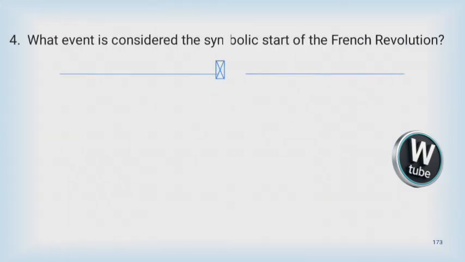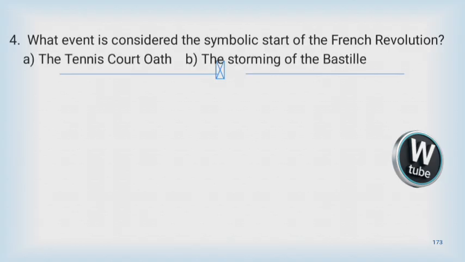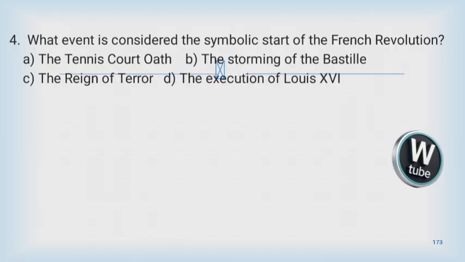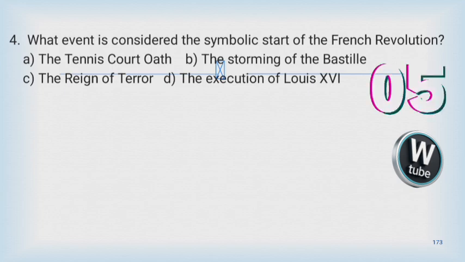Question number 4. What event is considered the symbolic start of the French Revolution? A. The tennis court oath. B. The storming of the Bastille. C. The reign of terror. D. The execution of Louis XVI.